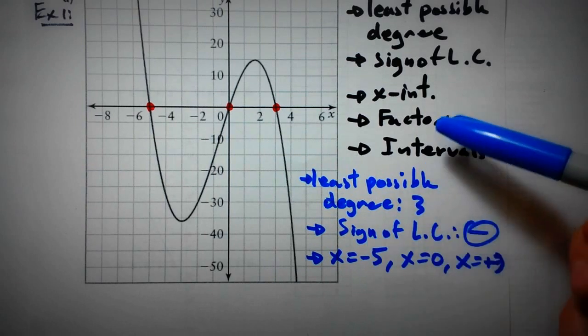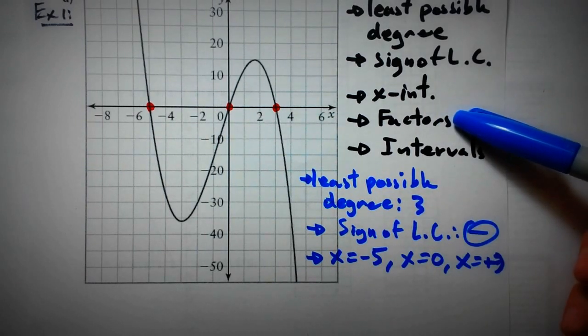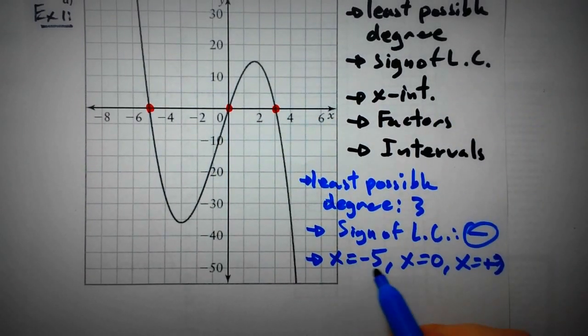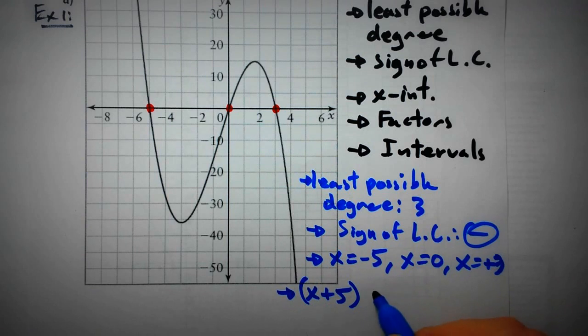Okay, and then the next question says the factors. If these are the x-intercepts, then our factors are going to be (x plus 5), (x minus 0), which is basically x, and then (x minus 3).